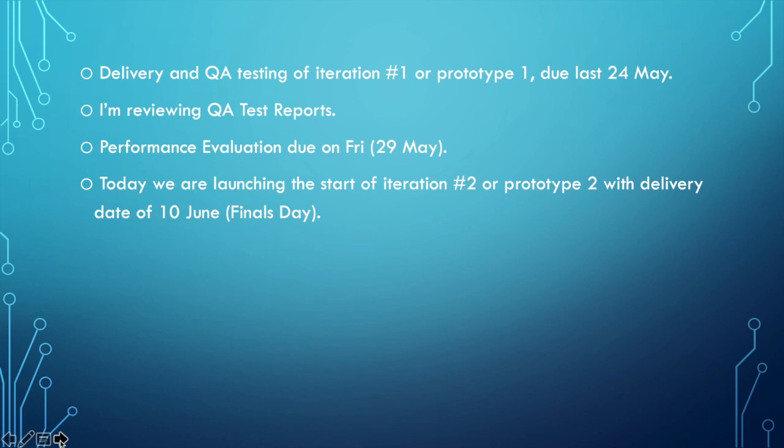All right. Continuing with the deadlines, the delivery and QA testing of iteration number 1 and prototype number 1 was due yesterday, 24th of May. So I'm reviewing the QA test reports that were filled up by the QA teams. So I will inform you what happened to your prototype 1 testing. And there's an upcoming deadline that I would like to start to announce today.